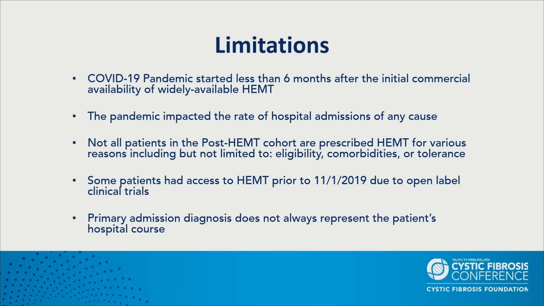Also, some patients had access to HEMT prior to November 1st, 2019, due to the release date being on October 21st, and also due to open label clinical trials. Although in the open label clinical trials, patients at the New Hampshire Cystic Fibrosis Center, only 10 in that pre-HEMT cohort were on HEMT prior to that date. The primary admission diagnosis doesn't always represent the patient's hospital course, which is an important thing to keep in mind. That primary admission reason may not fully describe why the patient was hospitalized for the length of time they were, or it may not fully give the entire picture of why the patient was hospitalized. And lastly, in the post-HEMT cohort, when HEMT was initially released, it was released for patients 12 years and older. However, that has changed throughout the time of this data, so more patients could be included in this data later on.